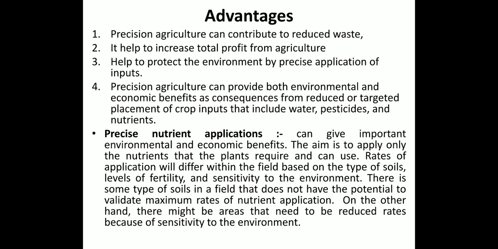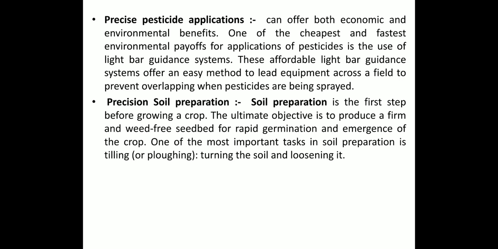As we see, the first one, precise nutrient application, gives important environmental and economic benefits. The aim of precise nutrient application is to apply only the nutrients that the plant requires and can use. Then precise pesticide application offers both economic and environmental benefits. One of the cheapest and fastest environmental payoffs is using guidance for the application of pesticides to reduce the environmental impact. And precise soil application is the first step before growing the crops.